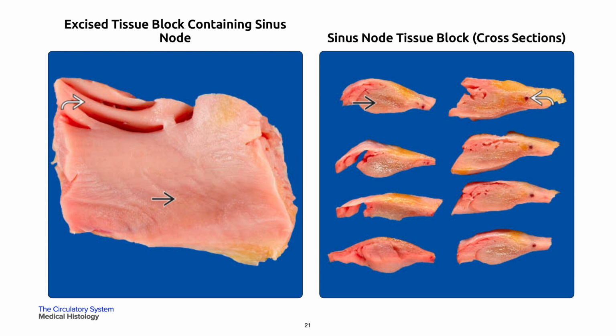On your right, after serial sectioning, the belly of the terminal crest, in a single black arrow, is now seen in cross-section in each piece. The pinpoint sinus nodal artery, in a curved white arrow, can also be seen in many of the sections, identifying the locus of the node.